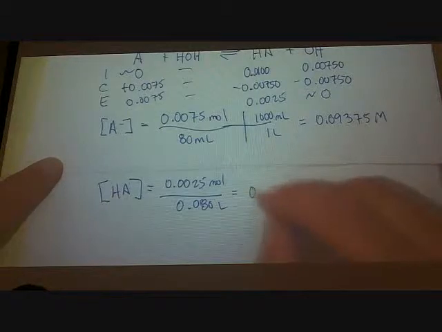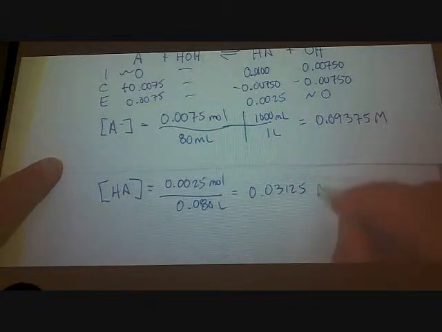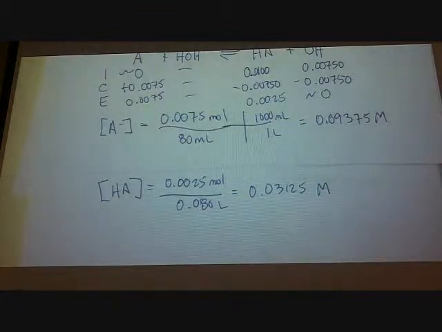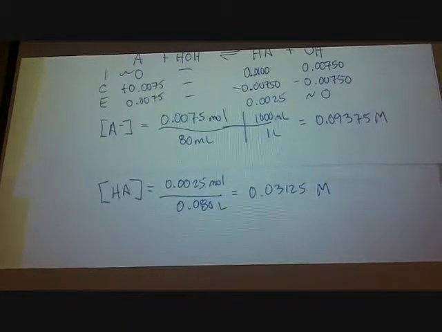And so we get 0.03125 molarity. Okay. So we have our HA and our A, or our anion.